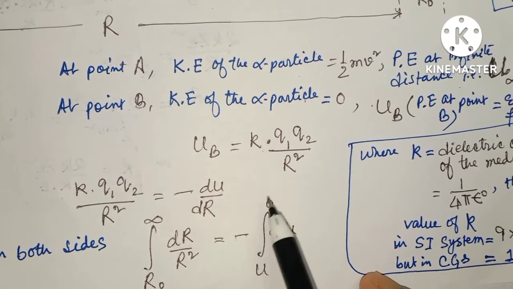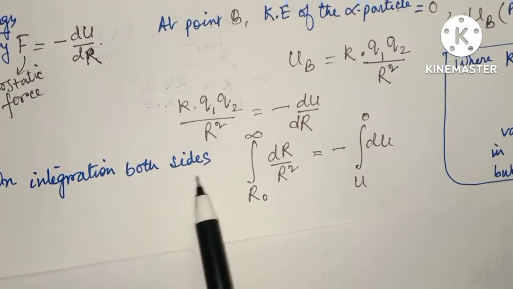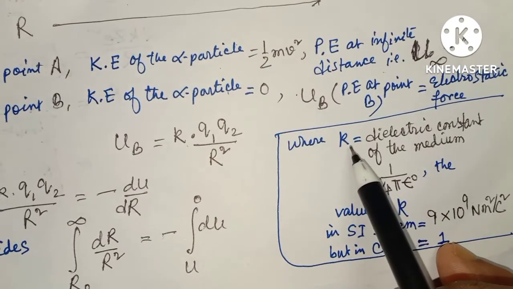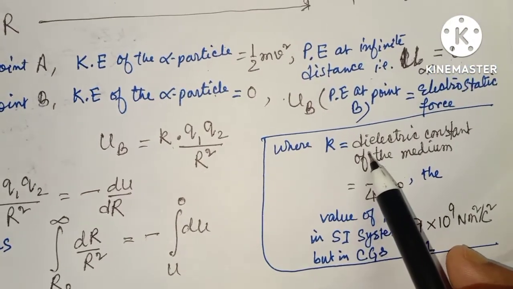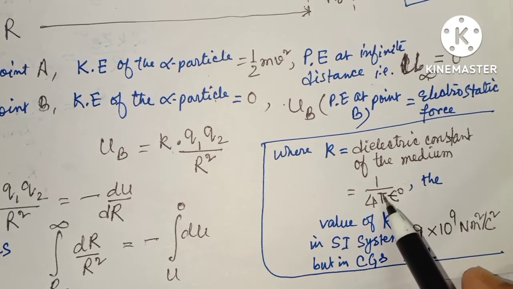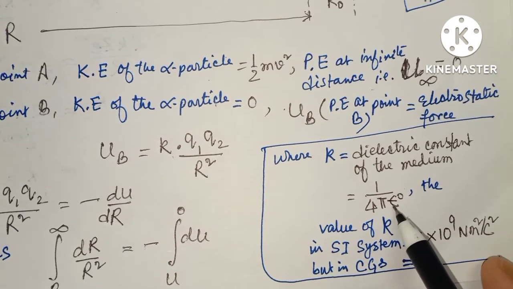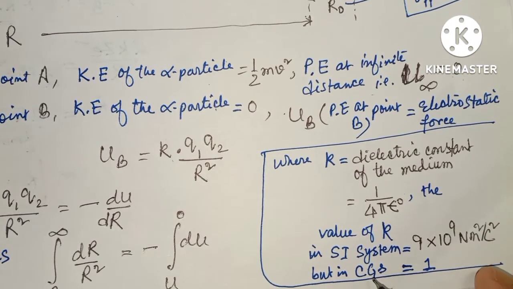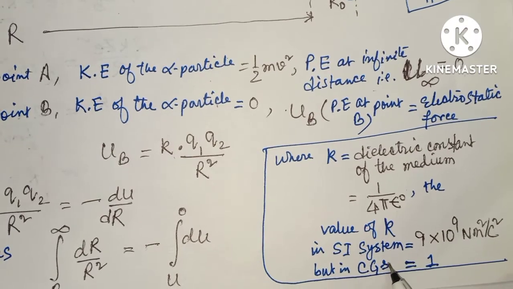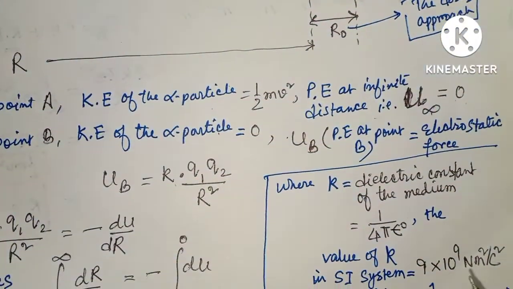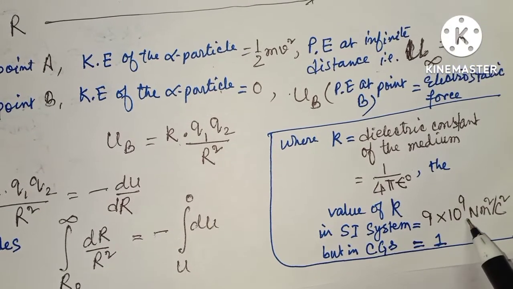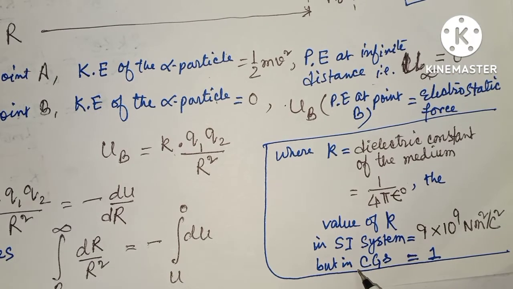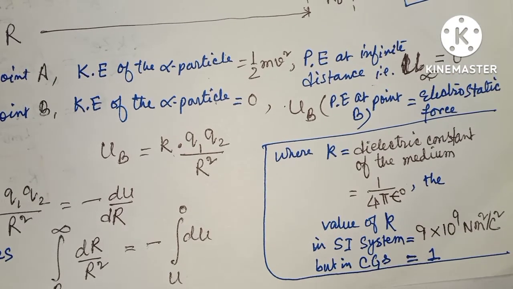Okay, on integration of both sides. One thing more, what is kappa? Kappa is the dielectric constant of the medium whose value can be represented by 1 by 4 pi epsilon, where epsilon is the absolute permittivity of the medium. The value of kappa in the SI system is 9 into 10 to the power 9 Newton meter square by Coulomb square, whereas the value of kappa in CGS will be 1.